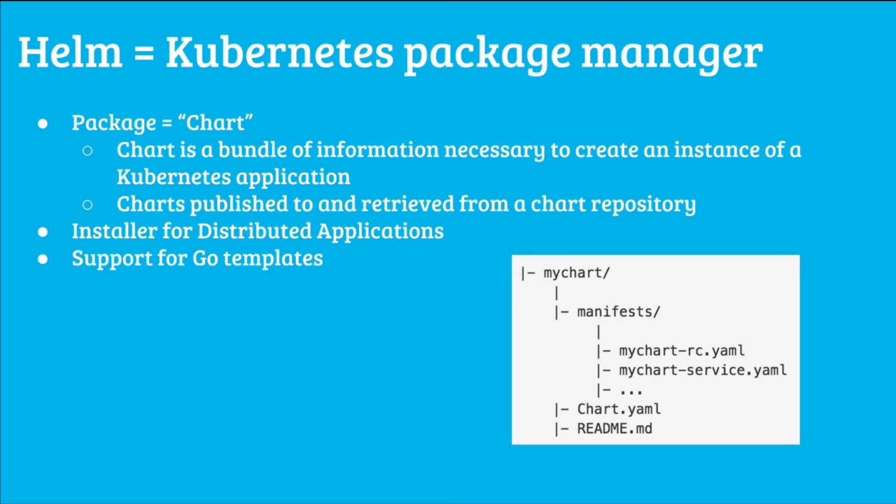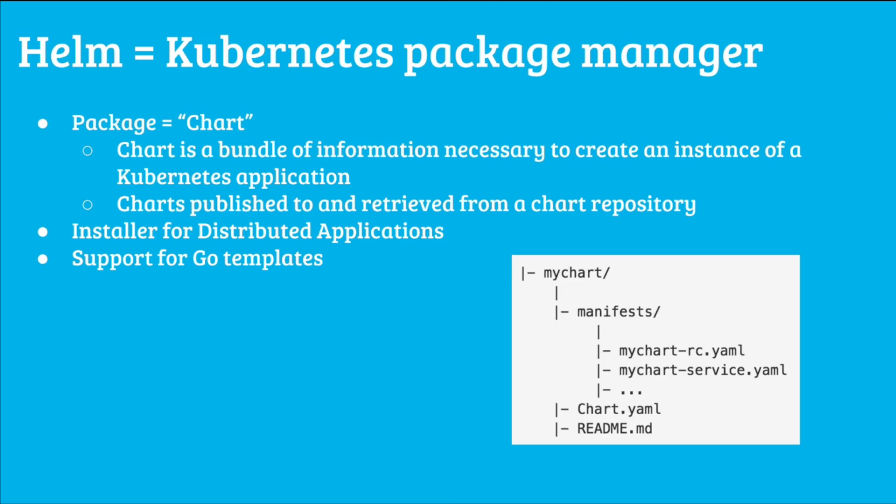The initial guiding principle for Helm was that we wanted to build a Kubernetes package manager. So we ended up calling what would be a Kubernetes package a chart. There are some nautical references here, so maybe that's some fun trivia for those of you who like to race boats or sail in boats. A chart is a bundle of information necessary to create an instance of a Kubernetes application. Charts are published to and retrieved from a chart repository. A repository is a central store for maintaining these chart packages.